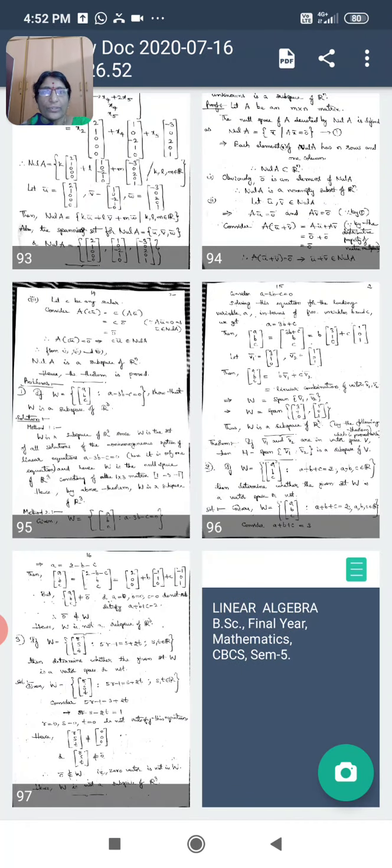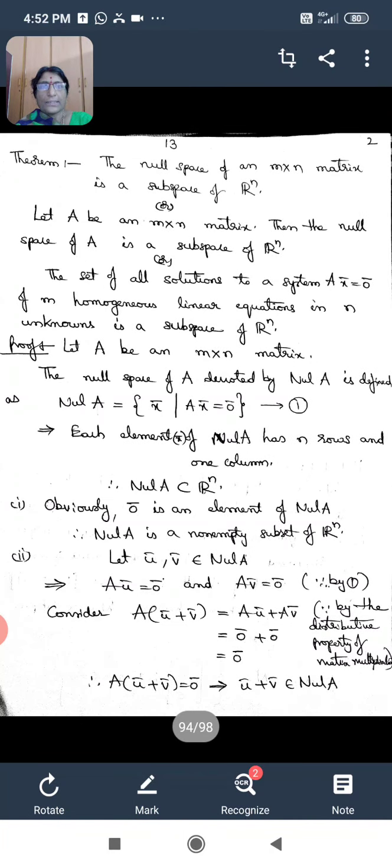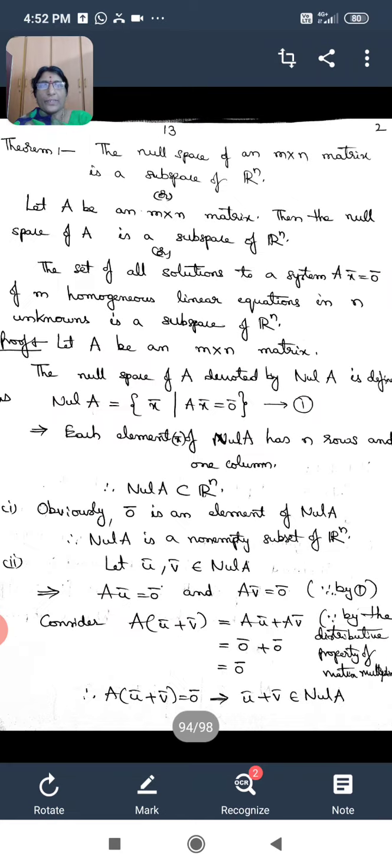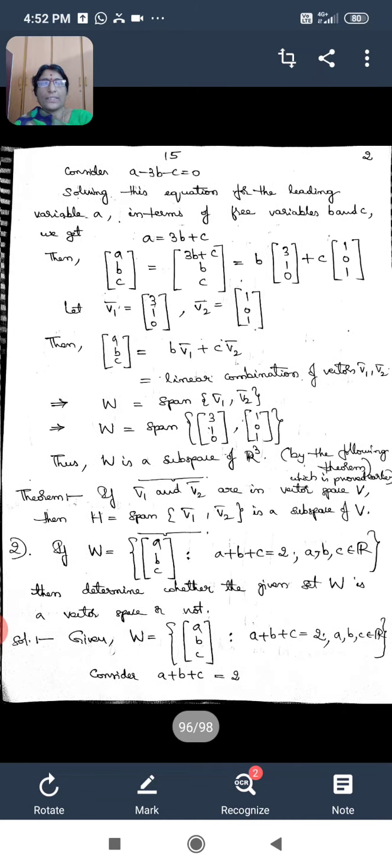I am dealing with the topic linear algebra for BSc final year mathematics. This is a topic in CBSE system in SEM 5. And today's class is about the null space, a theorem based on the null space and some problems based on that theorem.